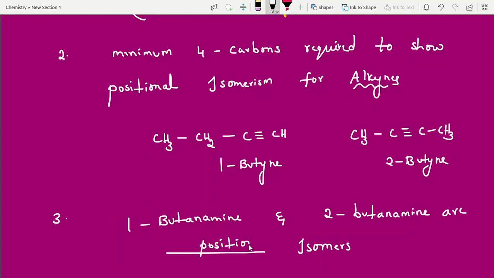That's all. Clear, students? With this, all the questions I have covered. If the root word changes, definitely that is chain isomerism. If position of locants, functional groups, multiple bonds, anything is changing, that is positional isomerism. Chain isomerism and positional isomerism both play a very important role. And the next isomerism I am going to explain is functional isomerism, in the next video.